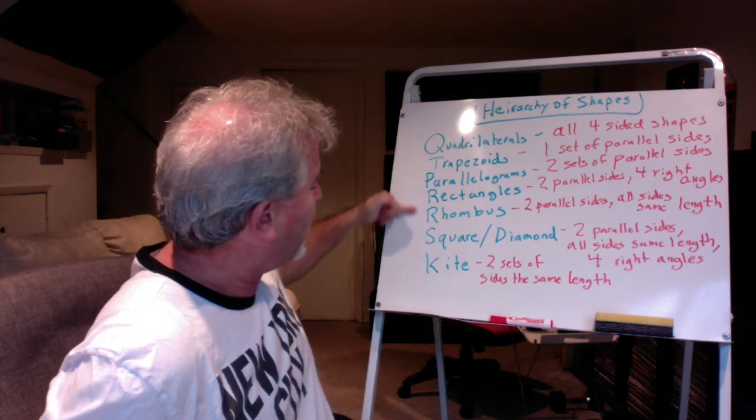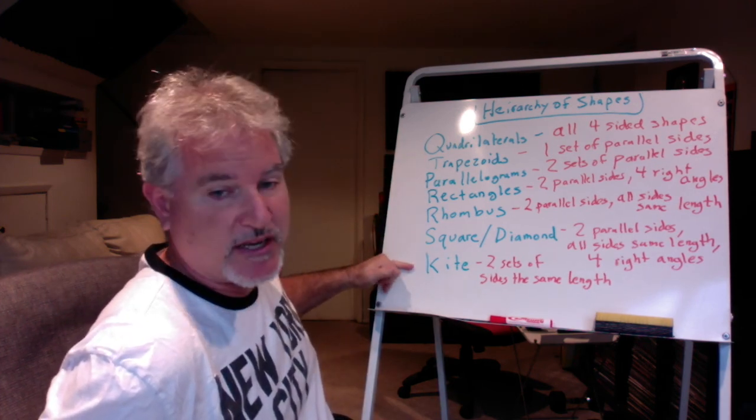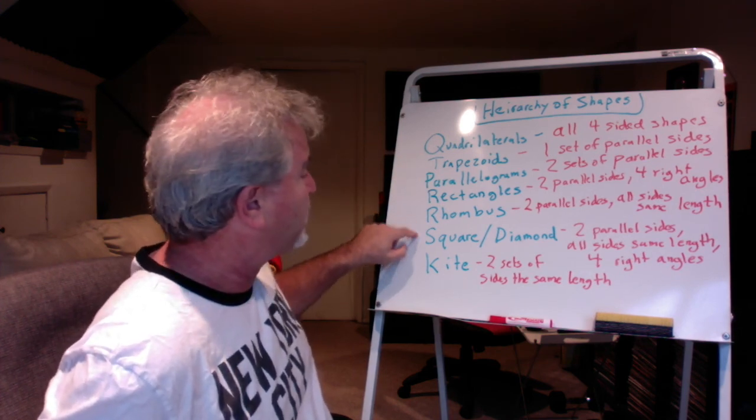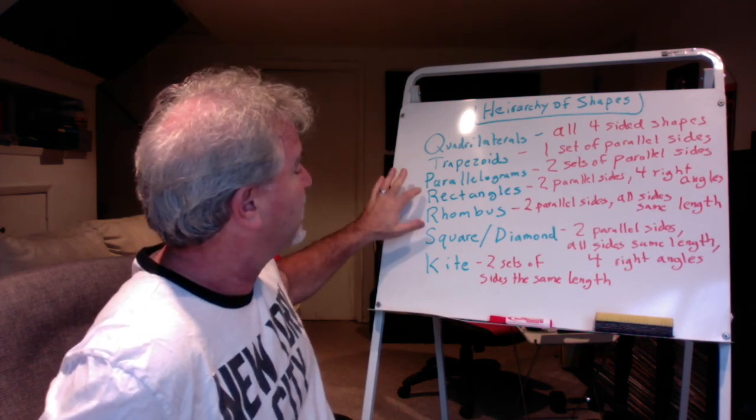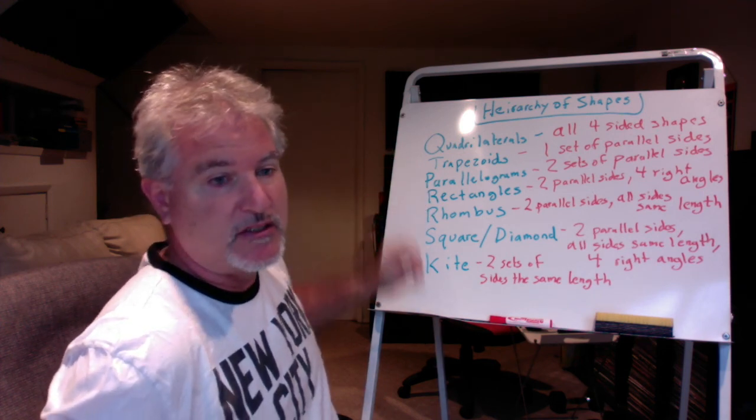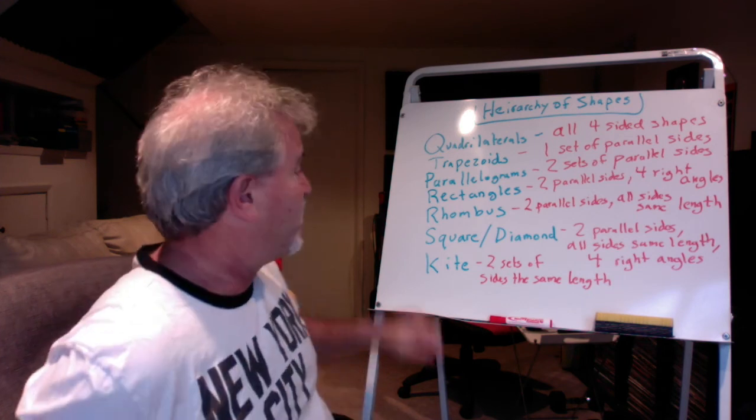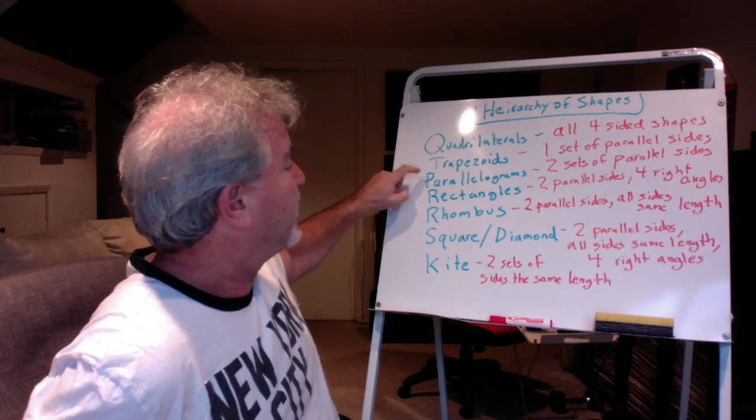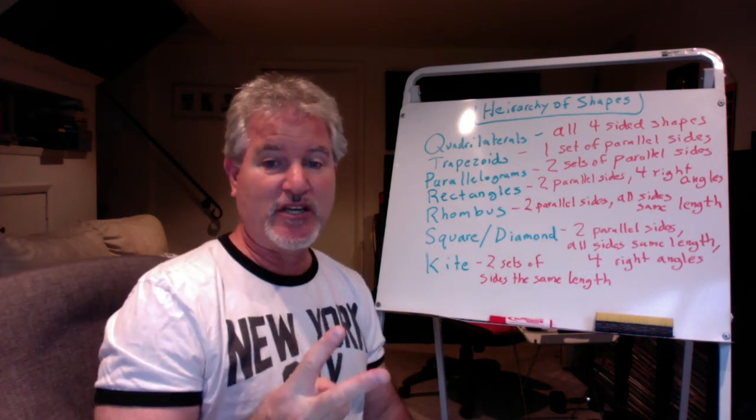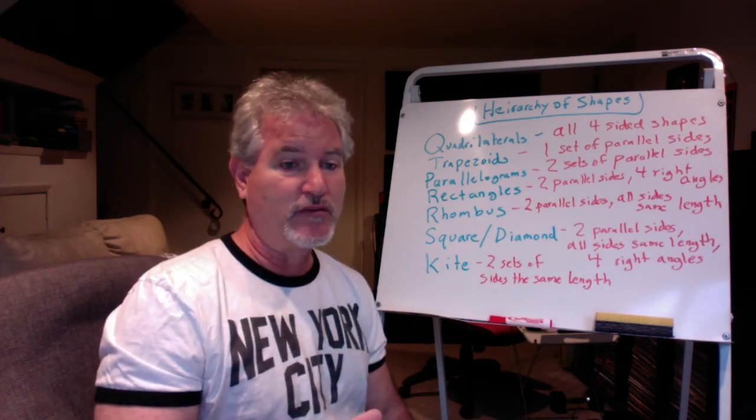Everything below the trapezoid, except for the kite, which we're going to get to in a second, is a trapezoid. So a square is a trapezoid, a rhombus is a trapezoid, rectangles are trapezoids, parallelograms are trapezoids. All right. The next one in the order is a parallelogram. The rule for parallelograms is it has to have two sets of parallel sides. That's the only rule.